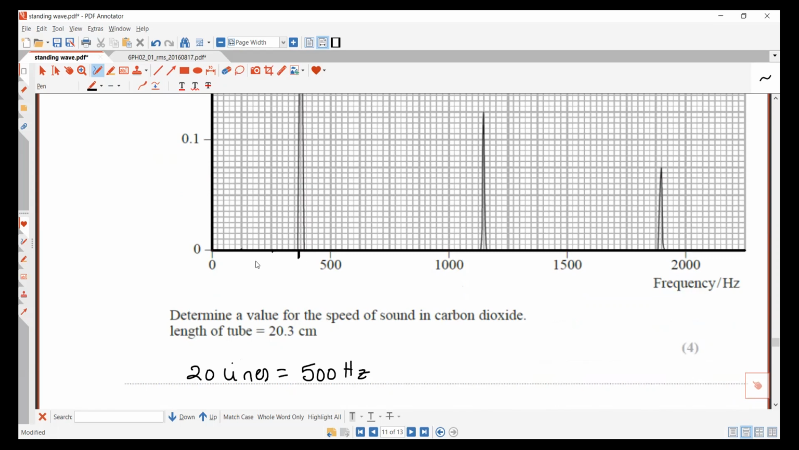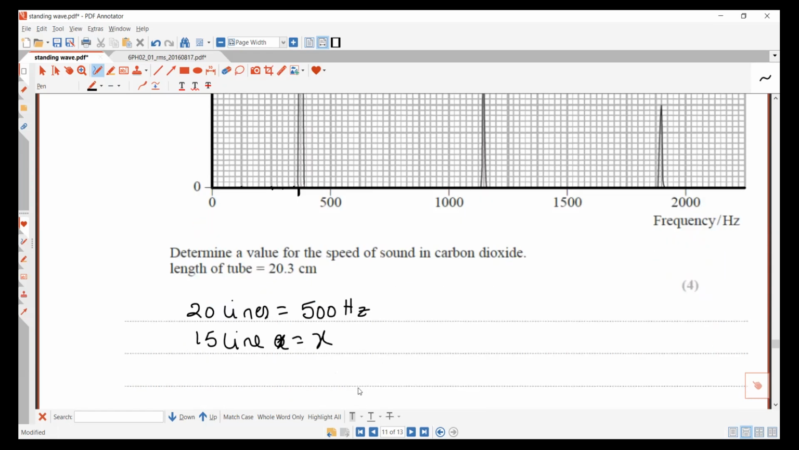Yeah. Now, how much is this? 5, 10, 11, 12, 13, 14, 15 lines, right? 15 lines are going to be how many hertz? So cross multiply it. 500 into 15 divided by 20. 375 hertz is my frequency over here. So I got my frequency. 4 marks. Okay, 375 hertz I got.